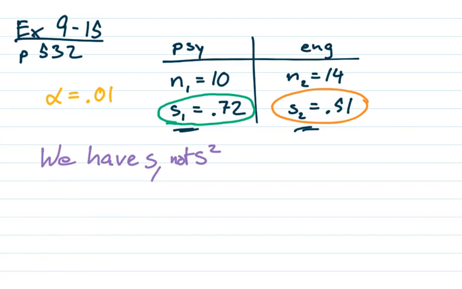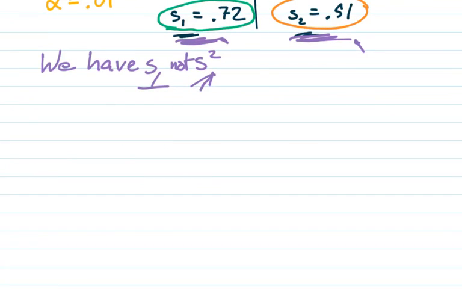Also, they're asking us to test a claim about the variance rather than the standard deviation. This is okay because if we have one standard deviation that's greater than another, when we square this one and we square this one, we'll still have that same relationship. So we can compare variances or standard deviations. We just have to remember if we have a standard deviation, we have to raise it to the second power in order to compute our test statistic.